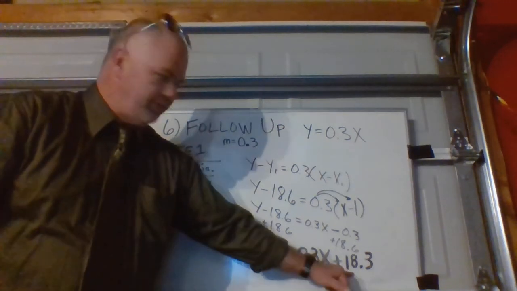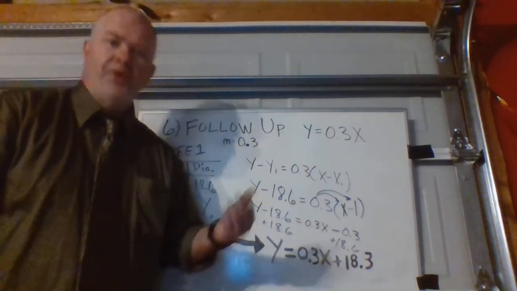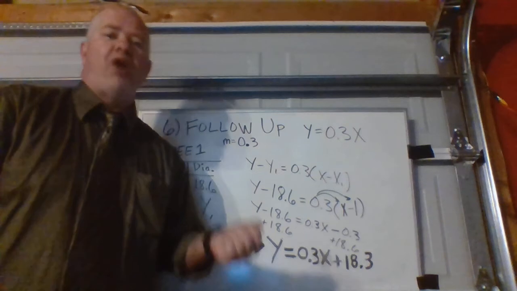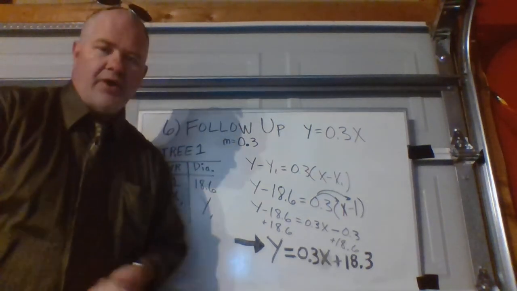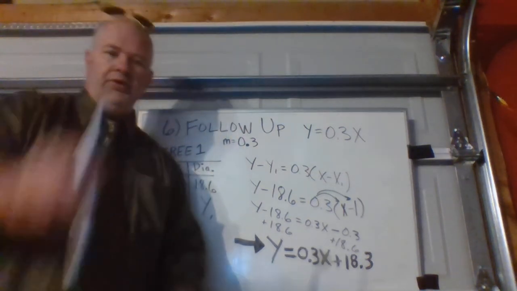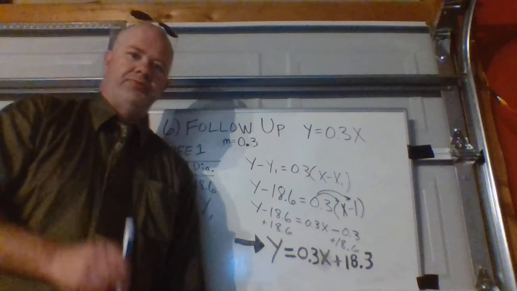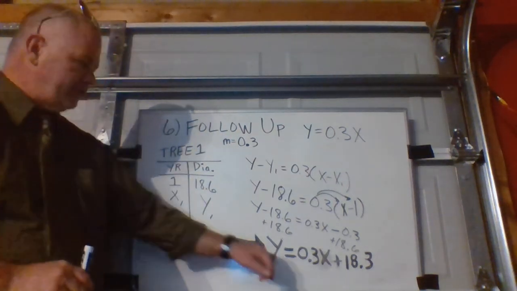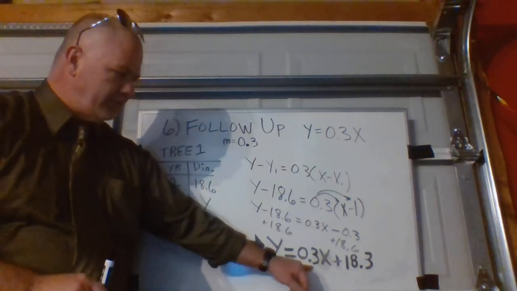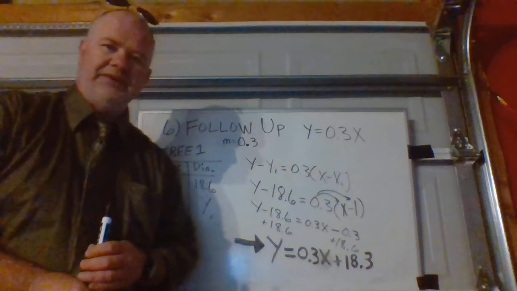And the 18.3 is the y-intercept, where that line crosses or intersects the y-axis, the vertical axis. So again, for question number 6, y equals 0.3x plus 18.3.